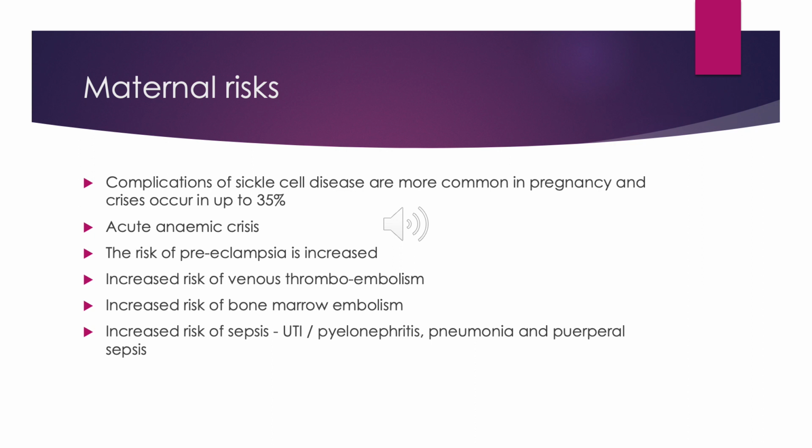Risk of preeclampsia is increased. Risk of venous thromboembolism is increased due to the nature of hemoglobin S and the increased sticky nature of the blood. There is also increased risk of bone marrow embolism, and increased risk of sepsis, UTI, pyelonephritis, pneumonia, and puerperal sepsis. That's why women with sickle cell disease who feel unwell should be taken seriously and cautiously, and all these risks must be excluded before attributing the symptoms to anything else, because they are serious risks and have serious consequences if not treated promptly.